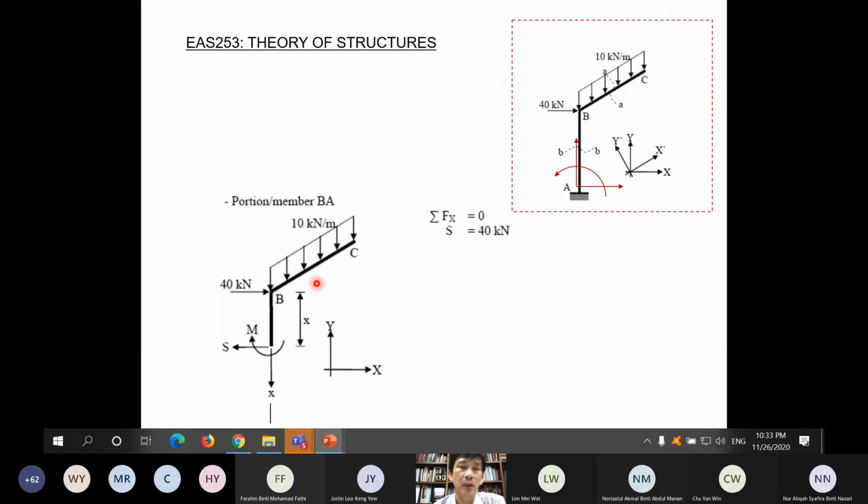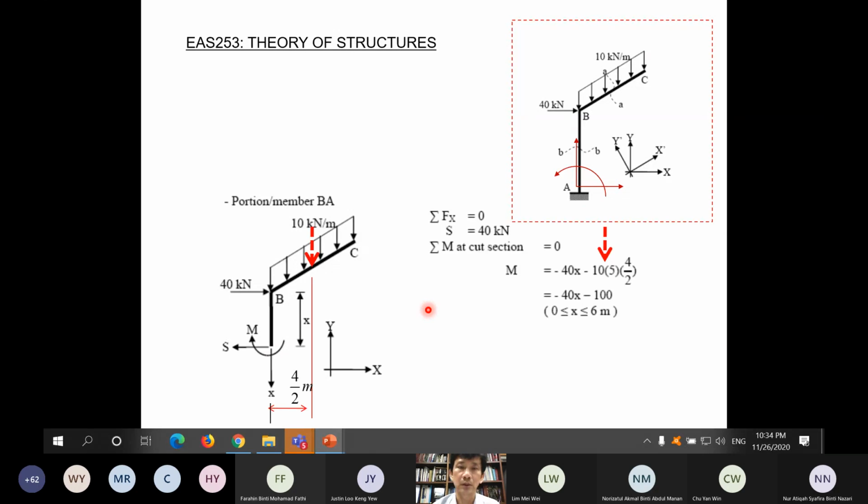Previously we had to decompose this into perpendicular and parallel components because we wanted to calculate the axial force and shear force in that member. Now we want to calculate the shear force and axial force in this member. So take note of that.